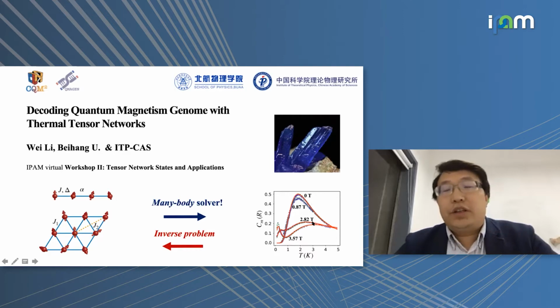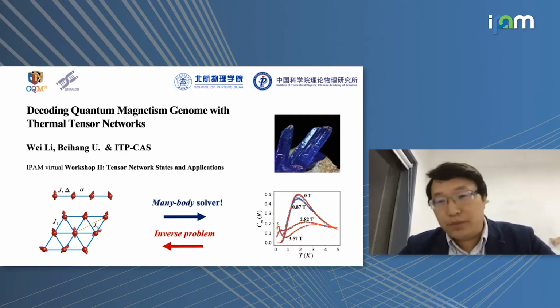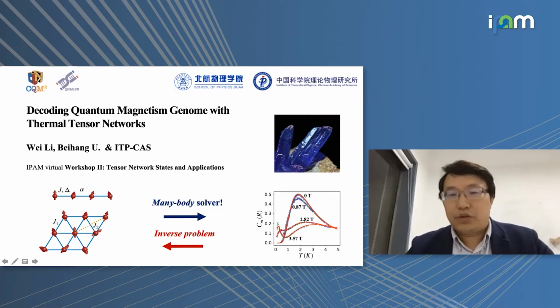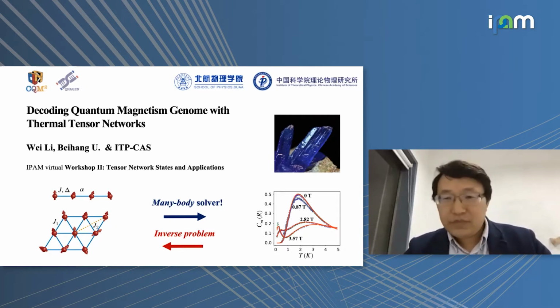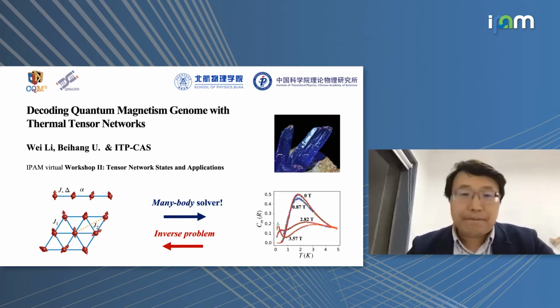However, in the study of quantum magnetism, usually we also face the inverse problem. If you want to know the property or the intrinsic structures of the magnets in terms of magnetic interactions, we need to infer the lattice model from the thermal data. And how to do that? This is the topic I'd like to talk about today.